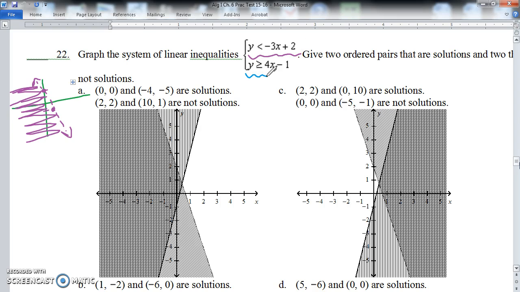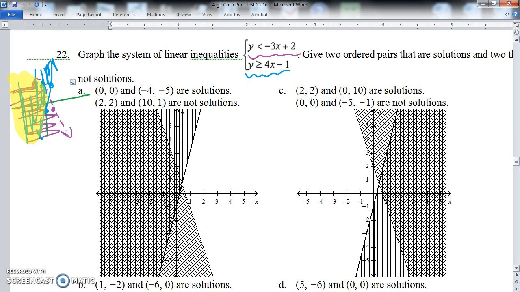Now for the other, we have y is greater than or equal to 4x minus 1. Negative 1 then is the y-intercept, and the slope is 4. We would go up 4 and to the right 1. This is equal to, so we would draw a solid line. And it says greater than or equal to, so this one we would shade above. And it appears that our overlapping area falls right in here on the left-hand side.